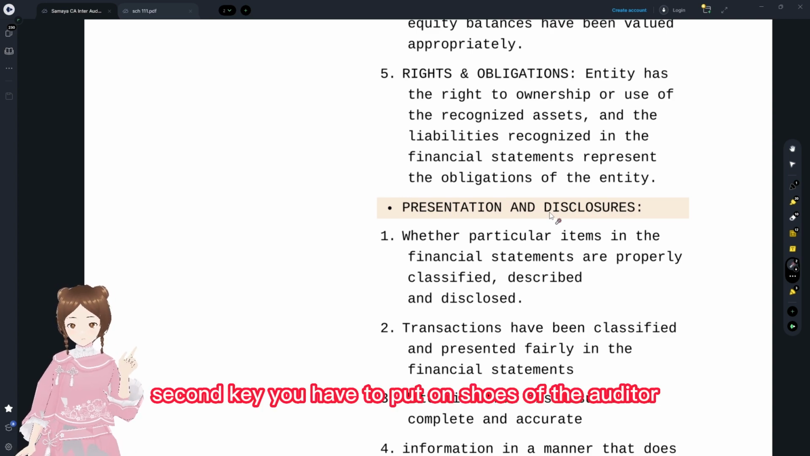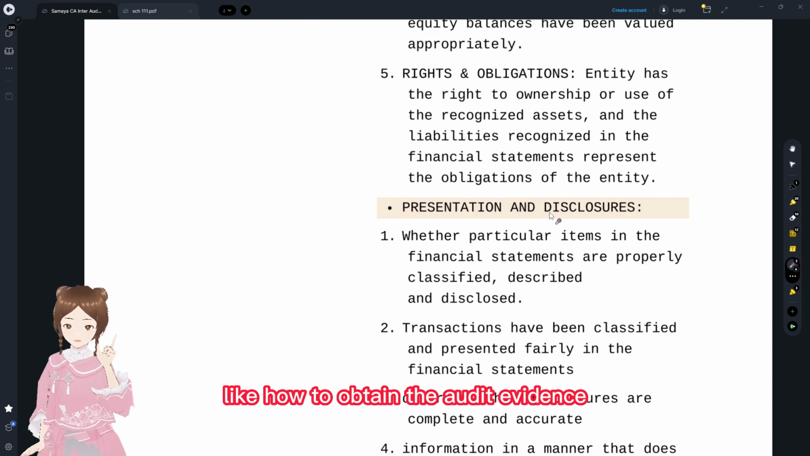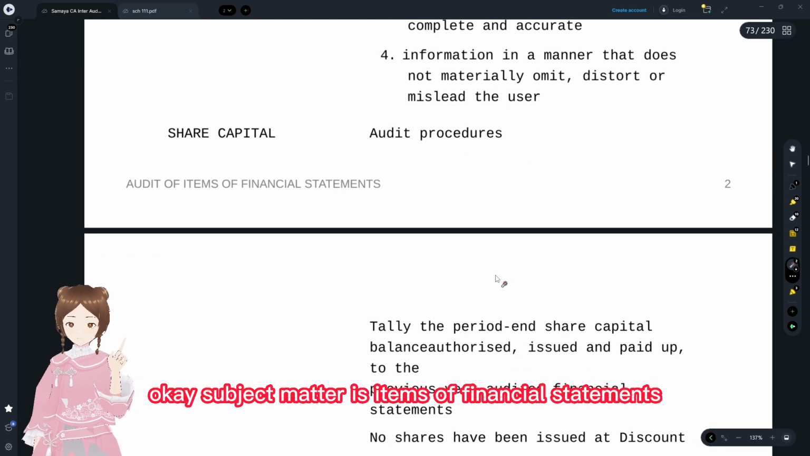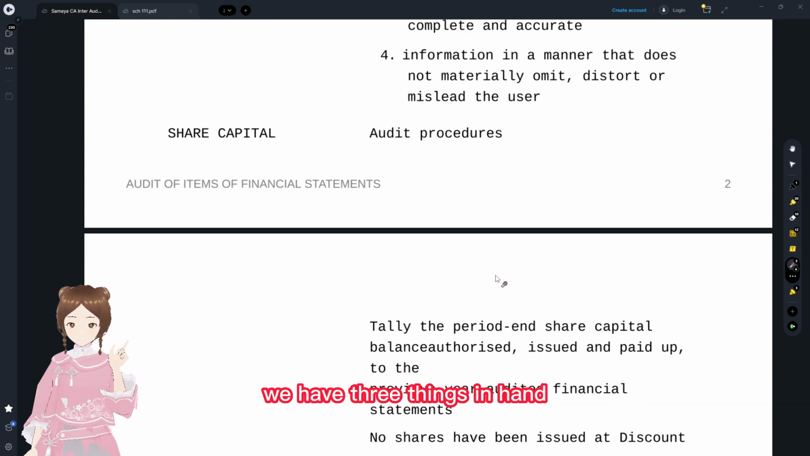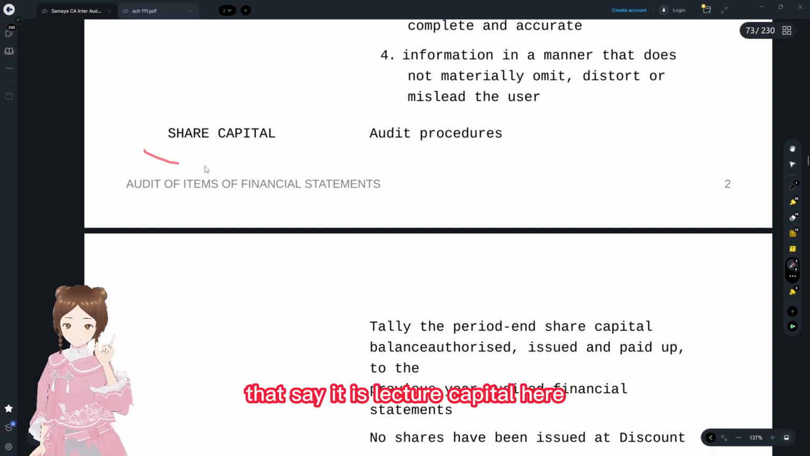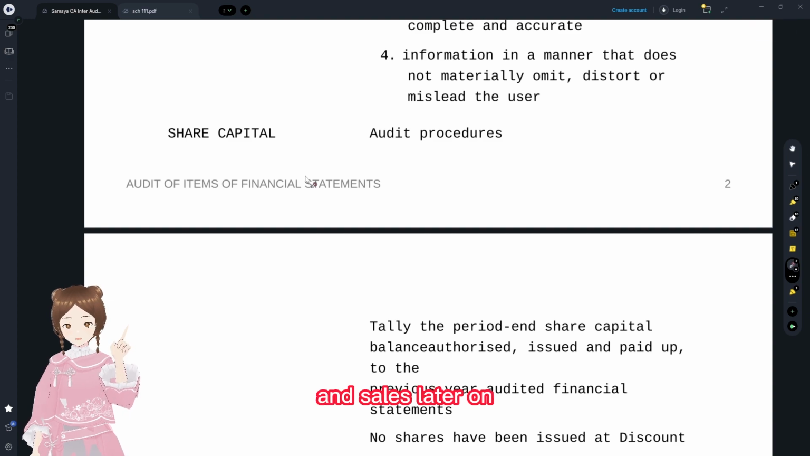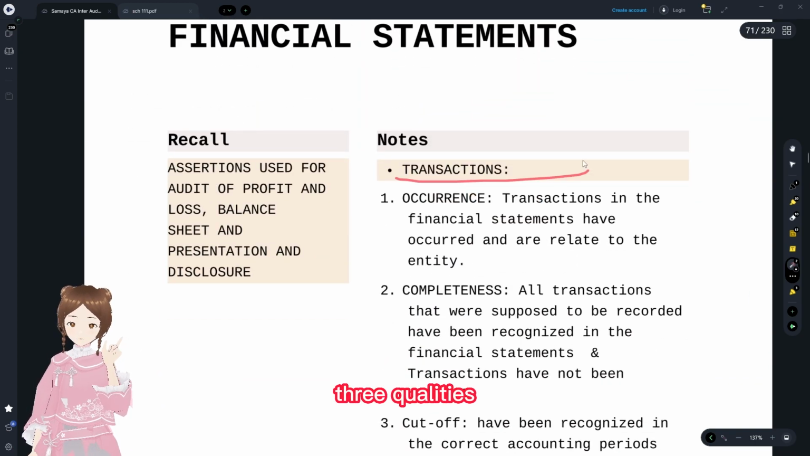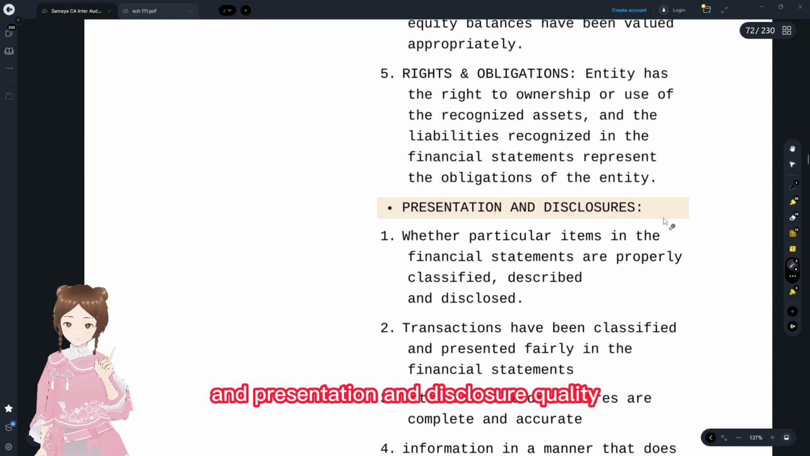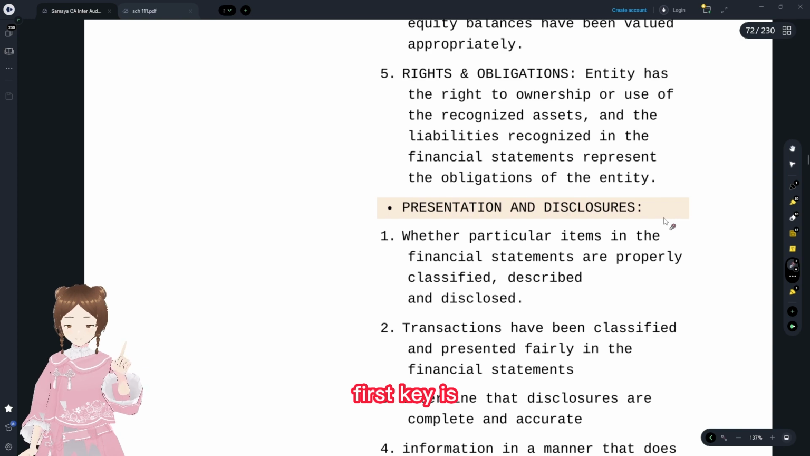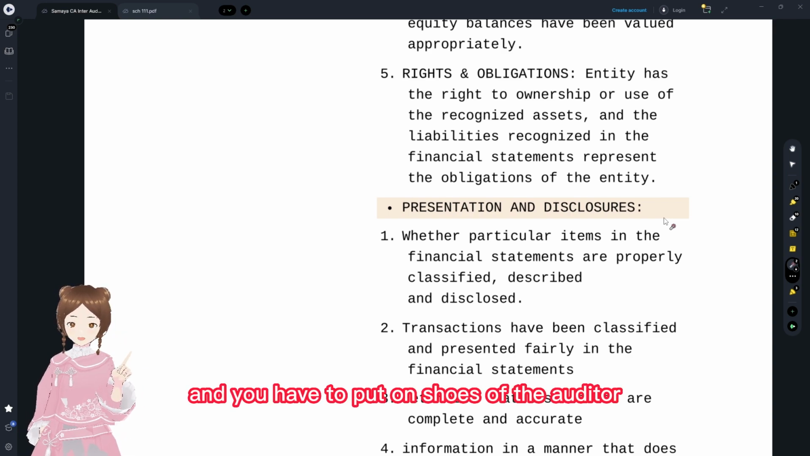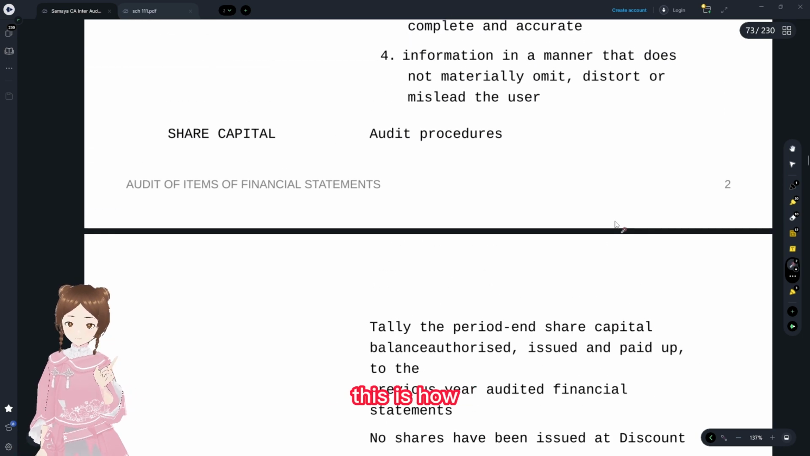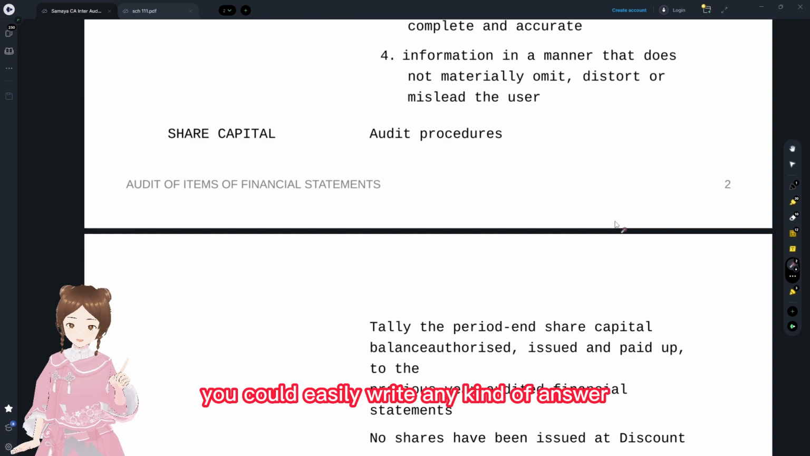Second key, you have to put on the shoes of the auditor who is auditing, like how to obtain audit evidence, sources of audit evidence we have thought about, right? Inquiry, external confirmation, etc. The subject matter is items of financial statements. We have 3 things in hand: items of financial statement, like share capital here, or some borrowings and sales which we'll deal with later on. Second, the 3 qualities: transaction quality, balances quality, and presentation and disclosure quality. And the 2 keys: first key is sound business principle, you put on the shoes of management, and second you put on the shoes of the auditor with regards to sources of audit evidence, inquiry, inspection, etc. With these 3 things equipped, you could easily write any kind of answer.